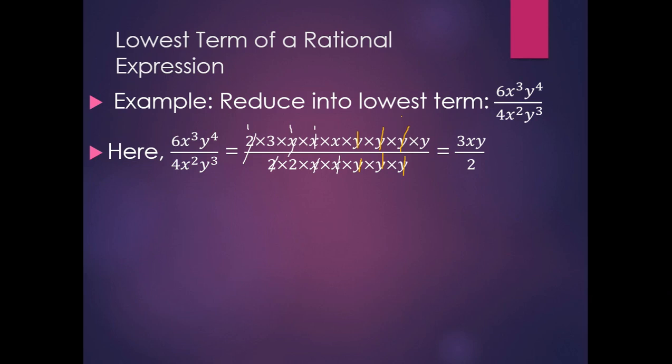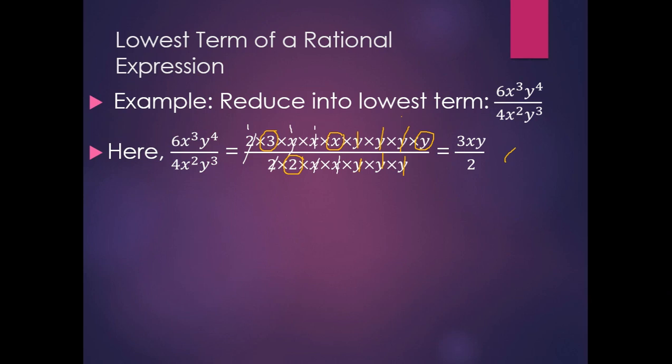And what is remaining here? 3 times x times y, 3xy is remaining in the numerator, and in the denominator only 2 is left. Now it can't be simplified further, so our final answer is 3xy over 2. In this way we have reduced this into the simplest form.